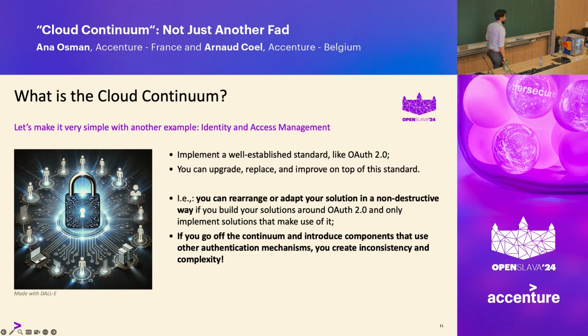And if you take a technical example, the bicycle is one thing, but just a basic example of implementing the continuum can be relying on a well-established standard like OAuth. You can upgrade, you can replace, you can improve on top of the standards. You can rearrange in a non-destructive way as long as you build around OAuth. But if you implement a bespoke authentication service in some other application running against this continuum, then you start seeing the operational challenges, and it will be more difficult to implement it.